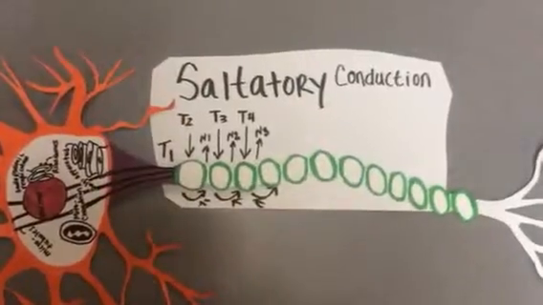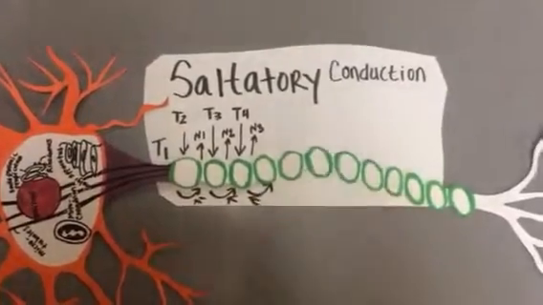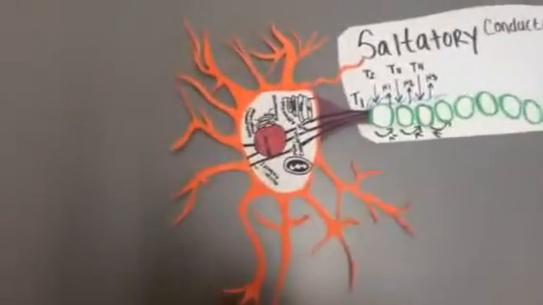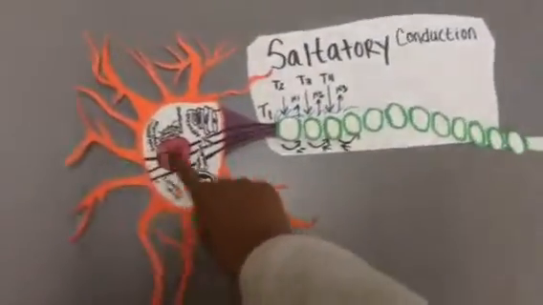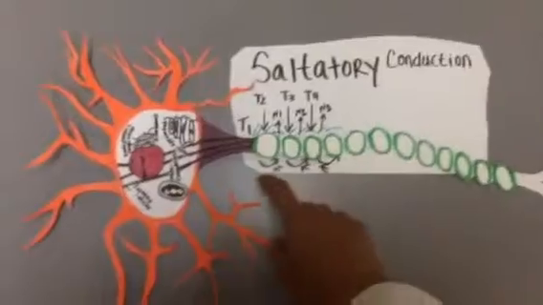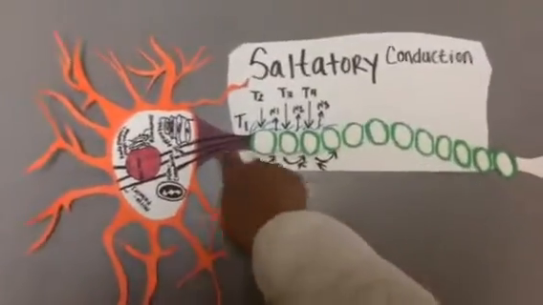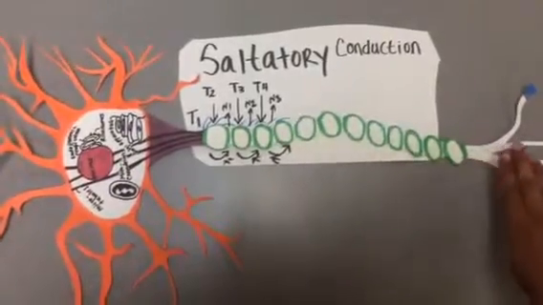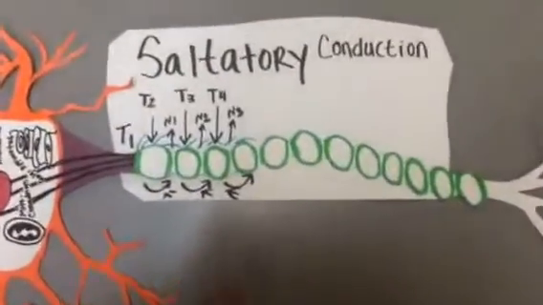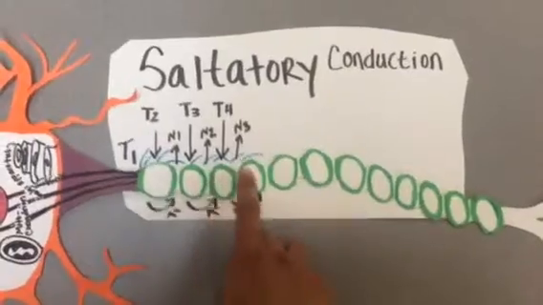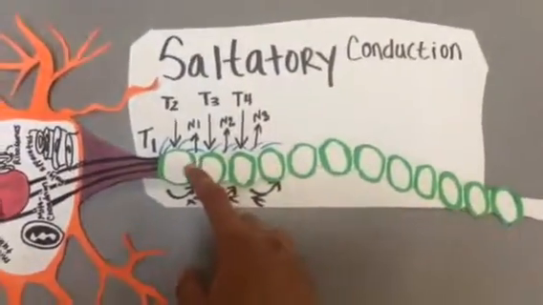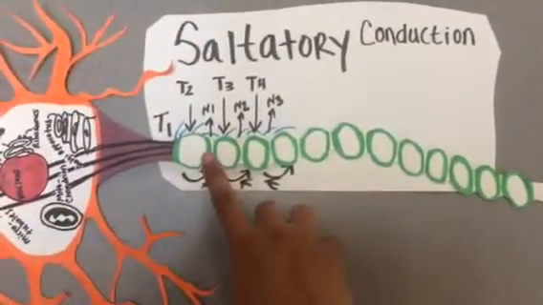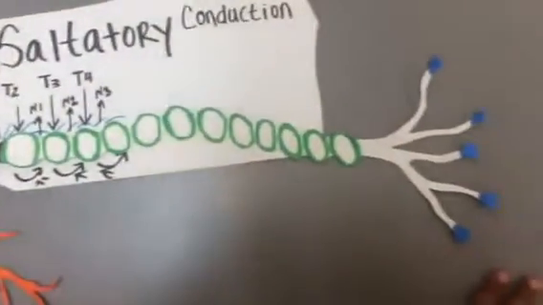And there begins saltatory conduction. So next is saltatory conduction. So we want to send the neurotransmission through the hillock, which is right here, through the myelin sheath, which is made up by Schwann cells, and also nodes of Ranvier, which are these little spaces, right?